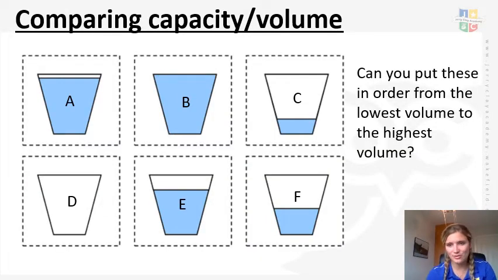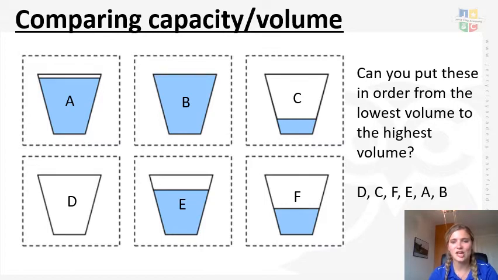So I'd like you to have a go at doing this first of all. Can you put these in order from the lowest volume to the highest volume? The lowest volume will be the least amount and the highest volume will be the most amount. So on a piece of paper, I'd like you to write the letters of the alphabet as to which was the lowest volume, getting to the highest volume. Once you've had a go at doing that, let's press play and see if you've got it correct.